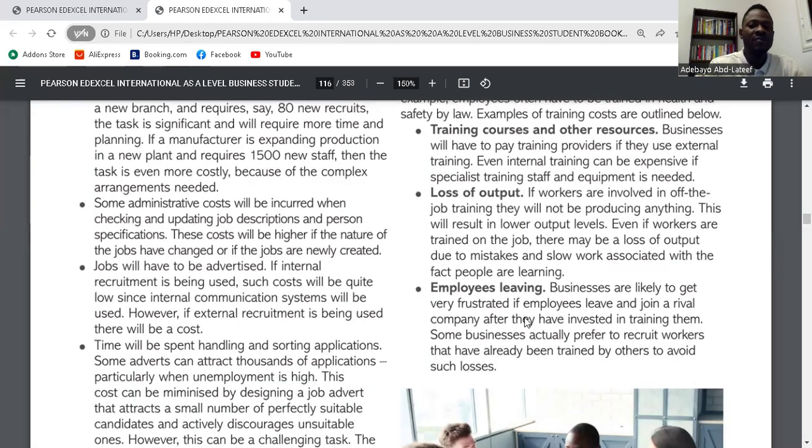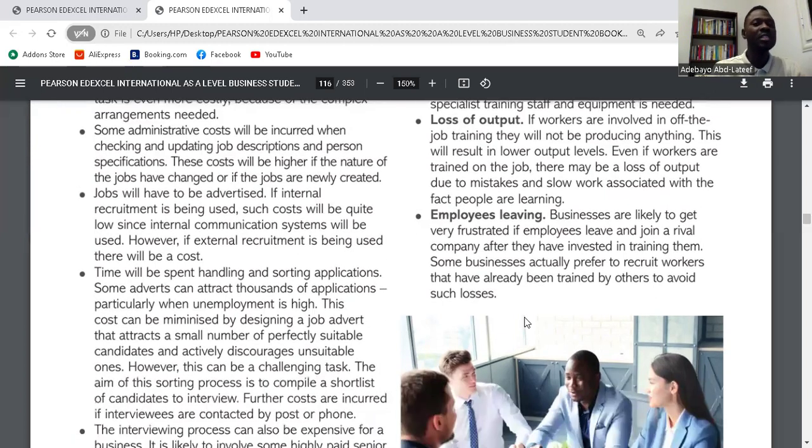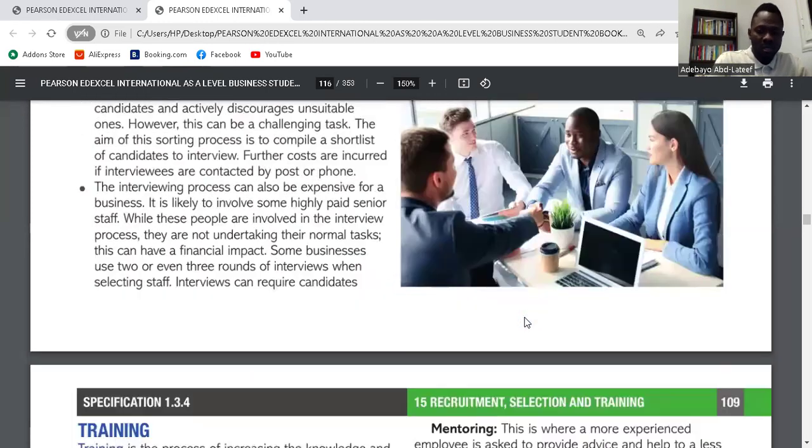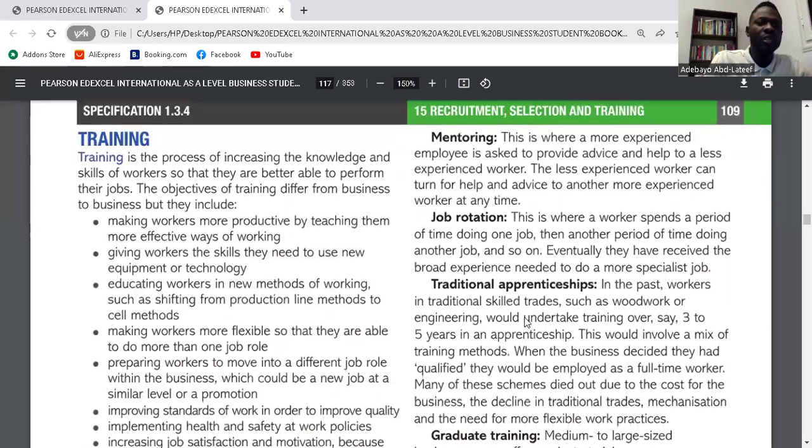Employees leaving. Businesses are likely to get very frustrated if employees leave and join a rival company after they have invested in training them. So you train them. One of the reasons why employers do not want to train employees is that they can leave at any point in time. And when they've been trained, they become attractive to your competitors, and you might lose them. Is it clear?